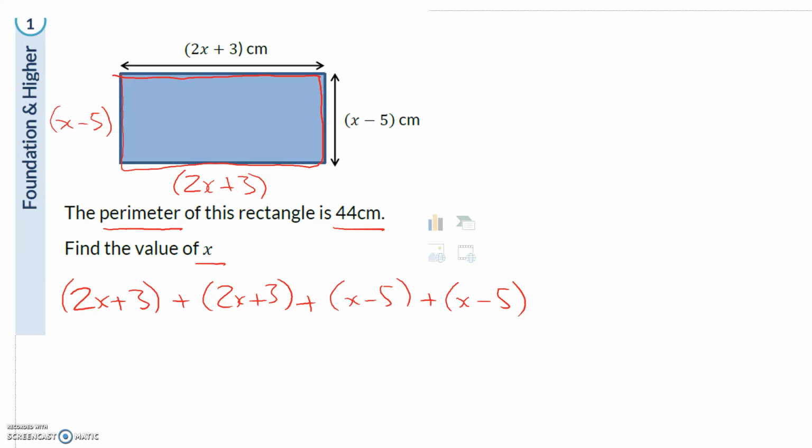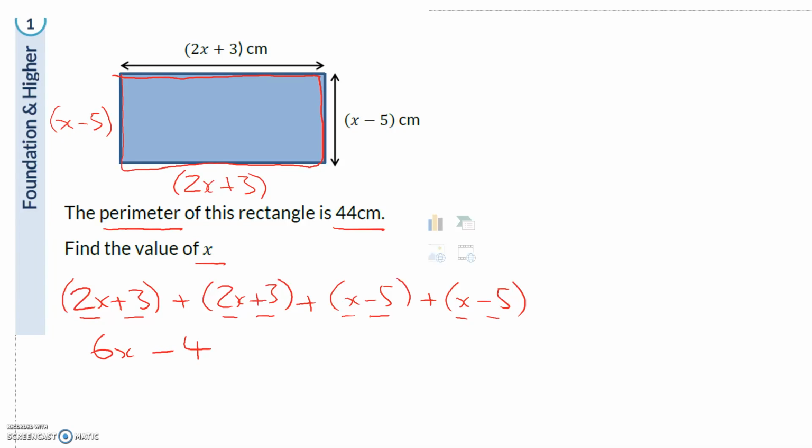Now we can add up those x's. We've got 2x plus 2x plus x plus x, which is 6x. And we've got positive 3, positive 3, negative 5 and negative 5. Well, 3 plus 3 gives me 6. Subtract 5 will give me 1. Subtract another 5 will give me negative 4. Or if you like, we've got positive 6, negative 10. 6 subtract 10 will still give me negative 4. So this is our expression for the perimeter of the rectangle.